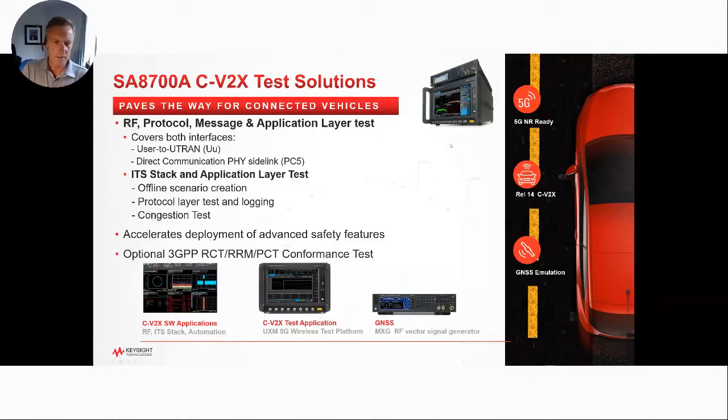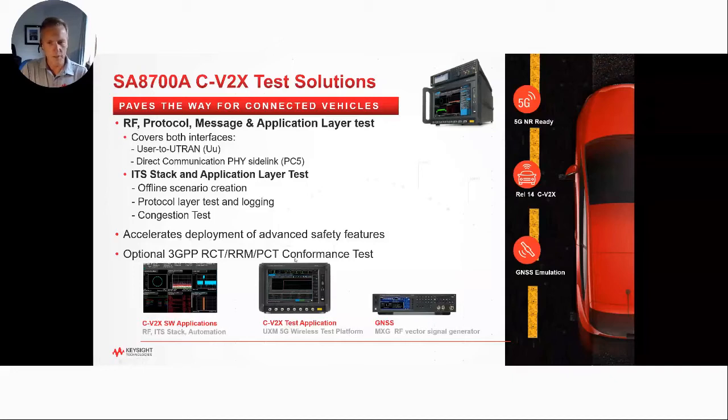So here's a picture of it. It's based on what we call our UXM platform. This is our UXM 5G platform. And we developed our C-V2X, even though it's Release 14 at the moment, on our 5G platform, because we're all looking forward to Release 16 and 5G NR and the sidelink coming pretty soon. So our core instrument here covers both the Uu interface, so vehicle to network, essentially the connection to the base station, and also the direct connection PC5. It includes the stack. So we cover the physical layer, the stack, as well as the application testing, and we'll come to that shortly.